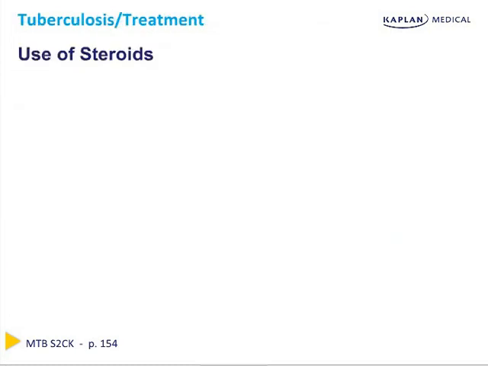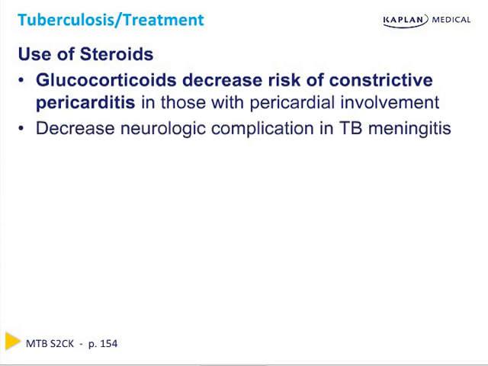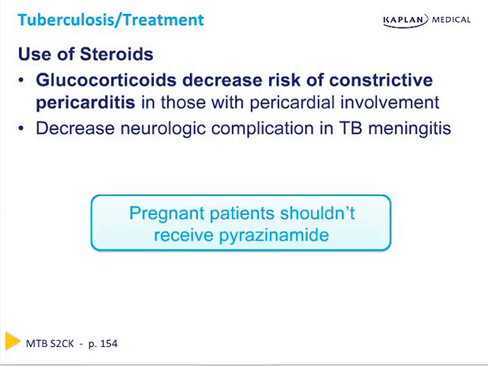Regarding the use of steroids in TB, glucocorticoids decrease the risk of constrictive pericarditis in those who have pericardial involvement of the TB. This can also decrease neurologic complications in TB meningitis. Remember, in TB treatment, pregnant patients should not receive pyrazinamide.